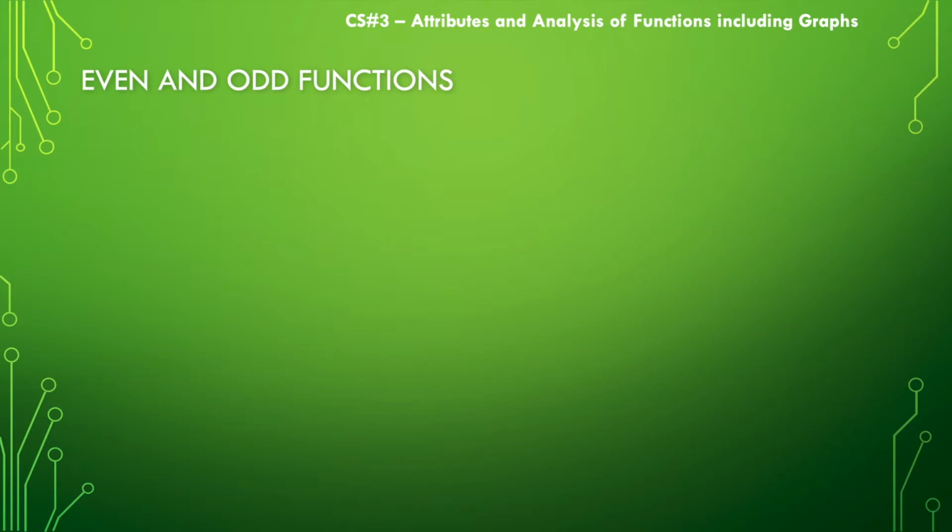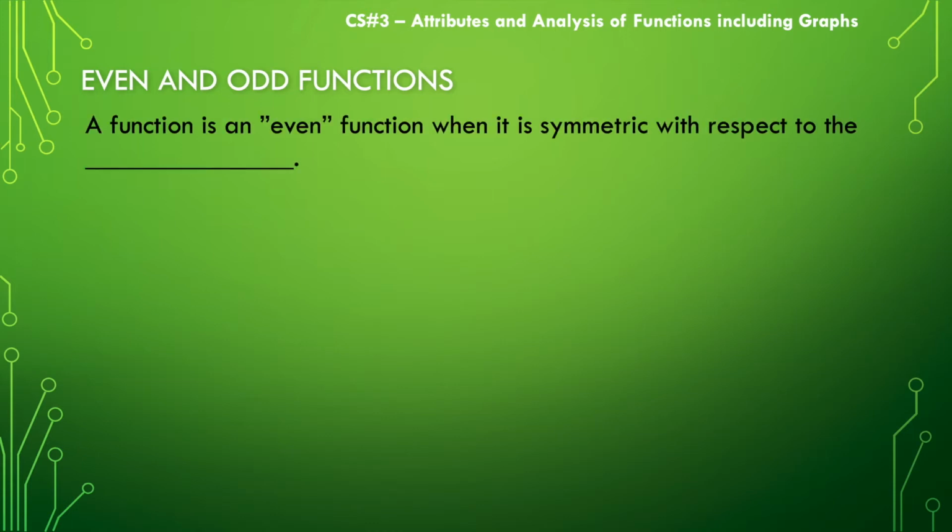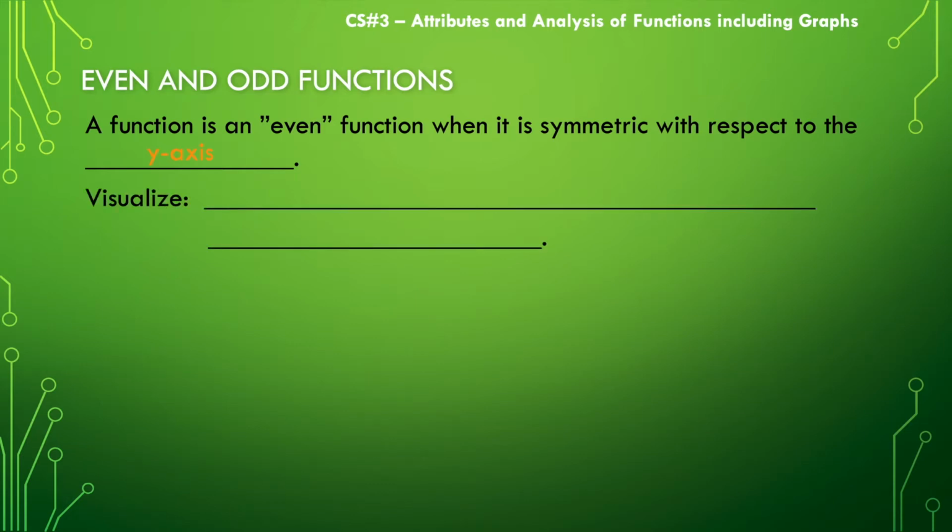When we're talking about even functions, if we're looking at the graph of an even function, the graph will be symmetric with respect to the y-axis. What does that mean? Well, it's like the y-axis acts as a mirror, and everything on the left side is mirrored to the right side, or vice versa. It will look like the y-axis splits the graph precisely in half.